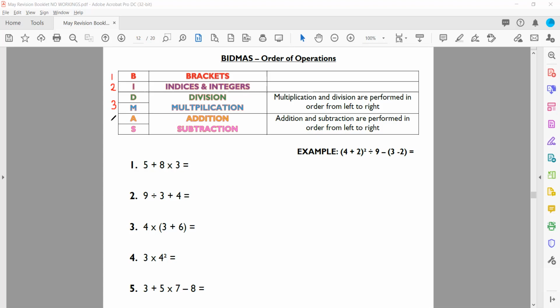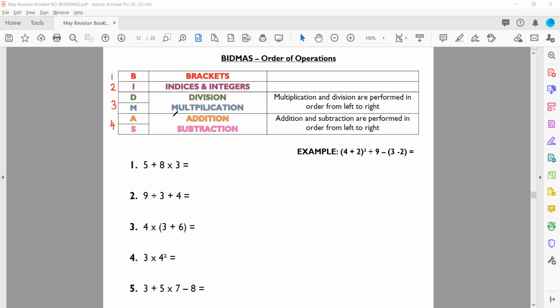And the same is true for addition and subtraction. They are in joint fourth place. They are done in the order that they appear in the sum, okay? You don't have to do addition before subtraction. You do them in the order that they appear in the sum.